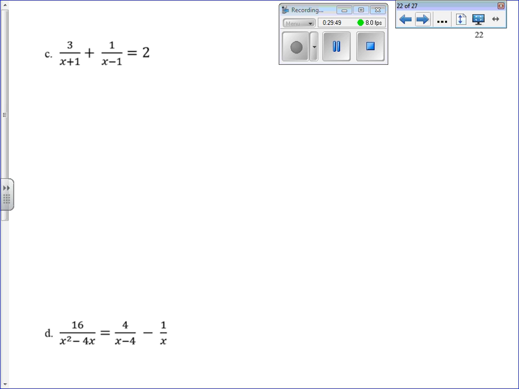Multiply every term by every denominator. We have 2 different denominators here now, so we have to multiply every term by both denominators. So this we're going to multiply by x plus 1 times x minus 1. This one we're going to multiply by x plus 1 times x minus 1. And this one we're going to multiply by x plus 1 times x minus 1.